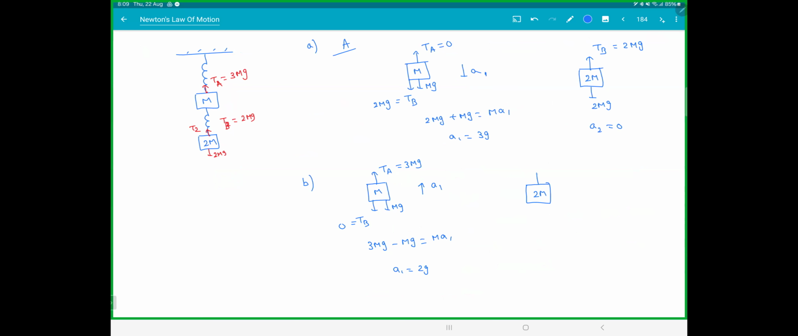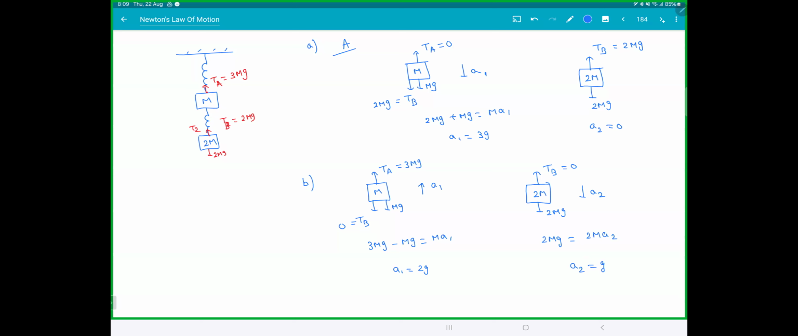For the 2m block, you just draw the regular FBD, there's nothing different. TB and 2mg, the only difference is TB has become 0. This is the acceleration. 2mg equals 2ma2. So this will just do a free fall. Please check your answers. Ask me, anyone not convinced with any particular step here?